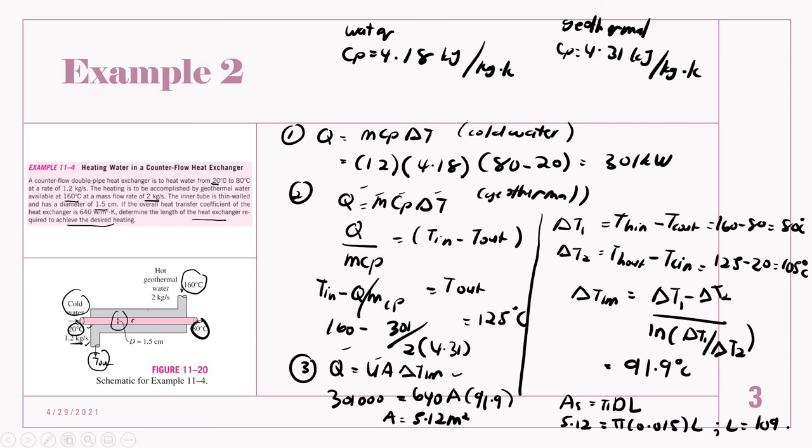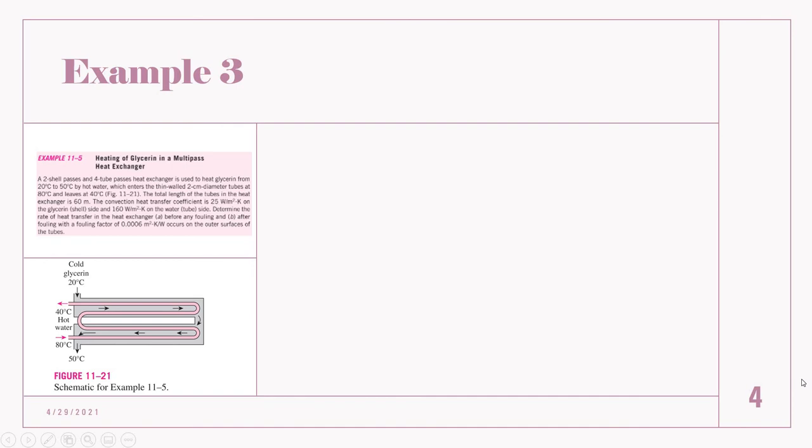Okay, now I move to the next example, which is example 3. Example 3 is on the heating of glycerin in a multi-pass heat exchanger.